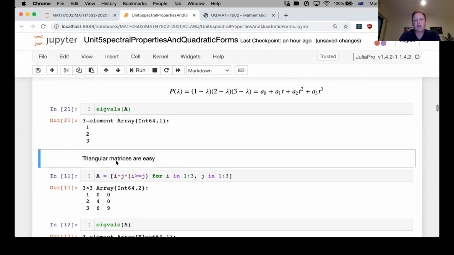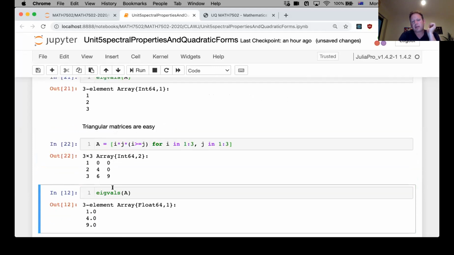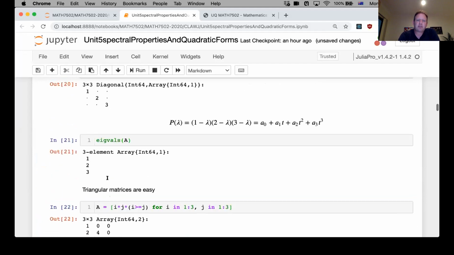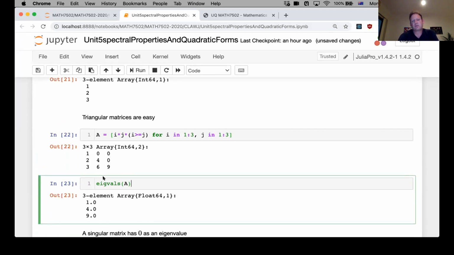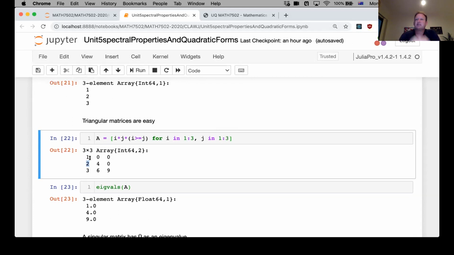Okay, let's go to triangular matrices. Triangular matrices are easy, in the same way that you just read off the elements from the diagonal. This property comes from the fact that the determinant of a triangular matrix is the product of the diagonal elements. So the determinant of this one is going to be 1 times 4 times 9. The characteristic polynomial doesn't care about the stuff in the lower part. So triangular matrices are just as easy as diagonal matrices.